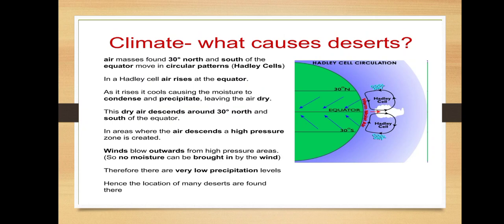In areas where the air descends, a high pressure zone is created. Winds blow outwards from the high pressure areas, so no moisture can be brought in by the wind. Therefore, there are very low precipitation levels, hence many deserts are found there.